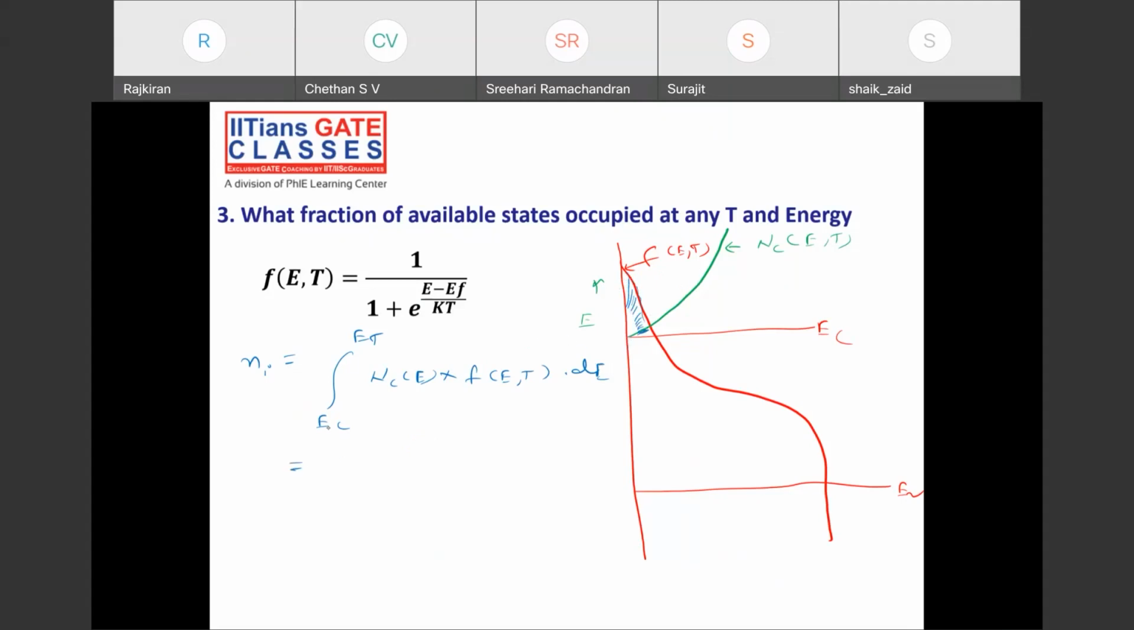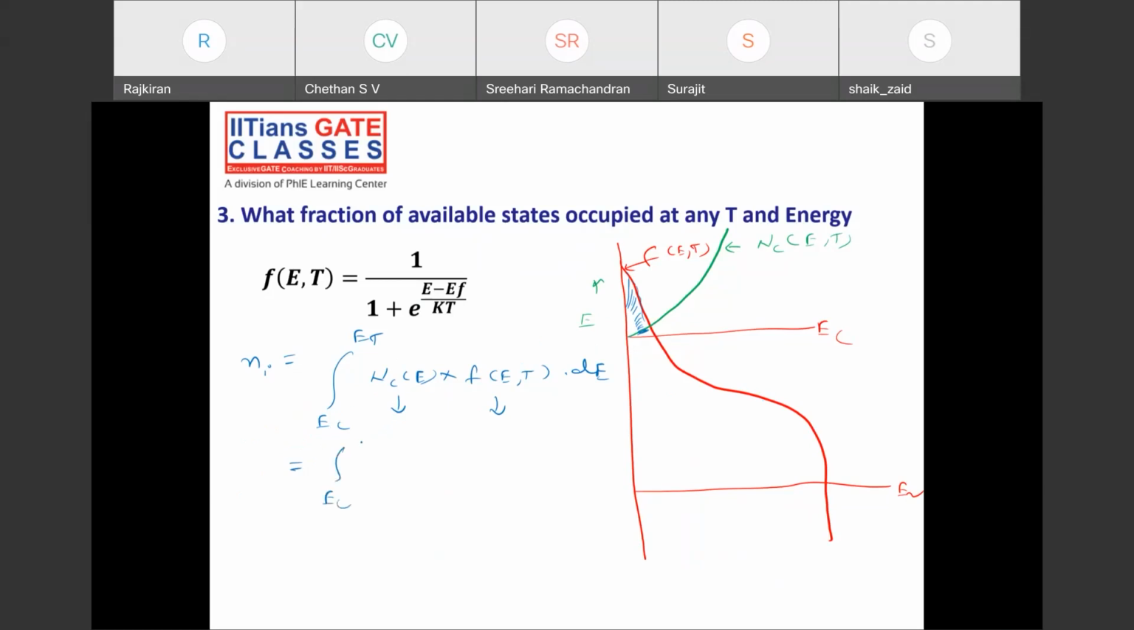If I do this, you put the formula for Nc of E and the formula for the Fermi-Dirac function, and then you will get a closed-form expression. I don't want to solve the mathematics for the sake of time. You can solve the mathematics and let me know if you are not able to get it. So we will get a closed-form expression.